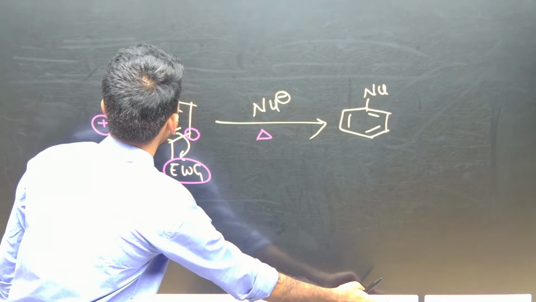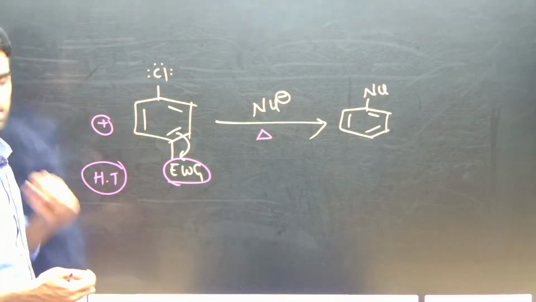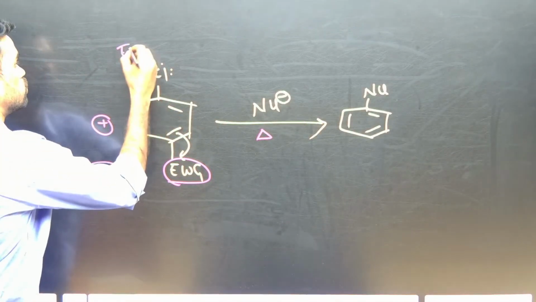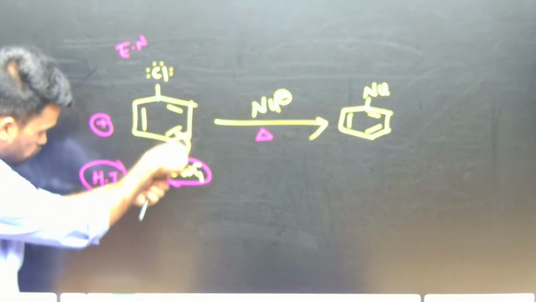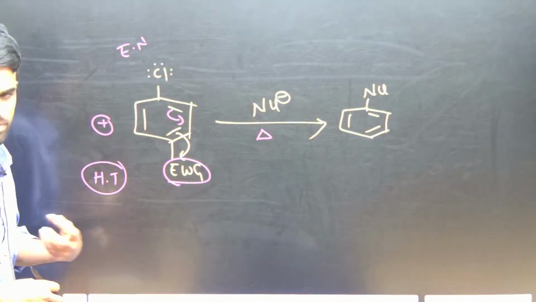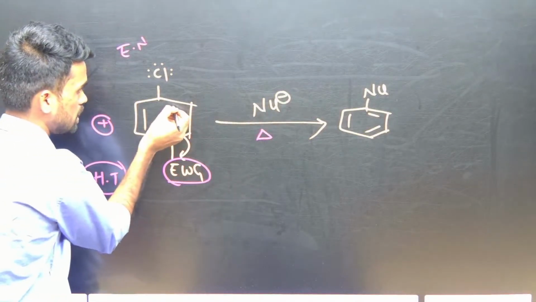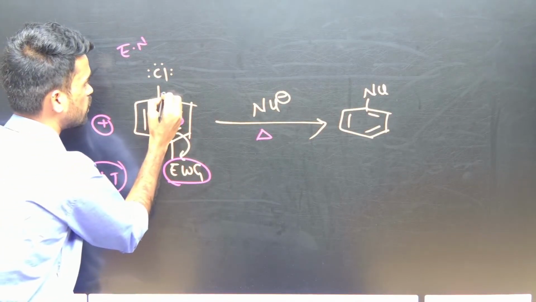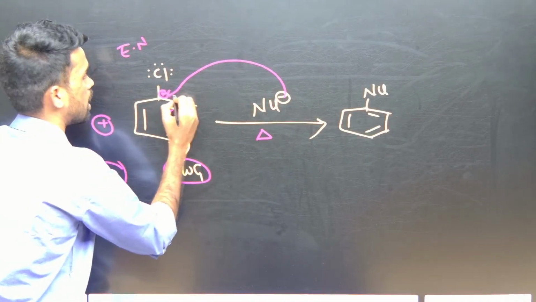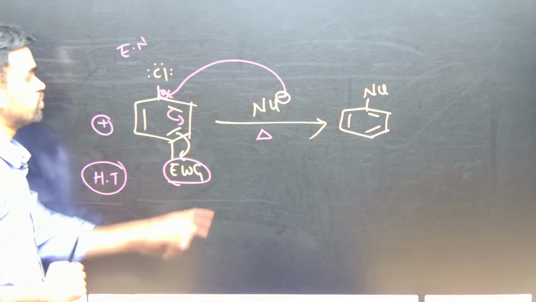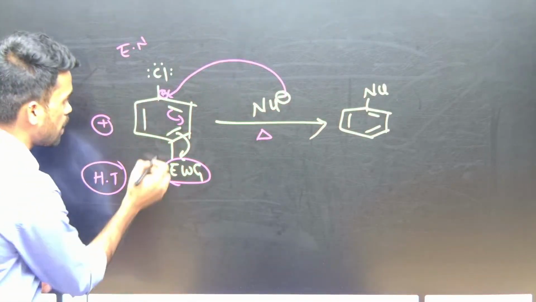Now this chlorine is there. Chlorine is electronegative and this electron withdrawing group is there. So this electron withdrawing group withdraws the electrons this side like this, and chlorine is electronegative, it won't give its electrons effectively. So when it is taken towards this electron withdrawing group, we will get a positive charge over here. So there this nucleophile will attack. When it is attacking, what happens there?